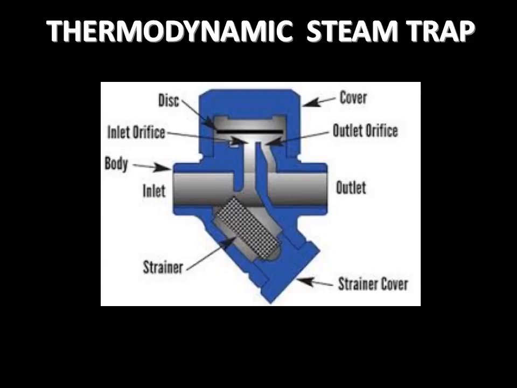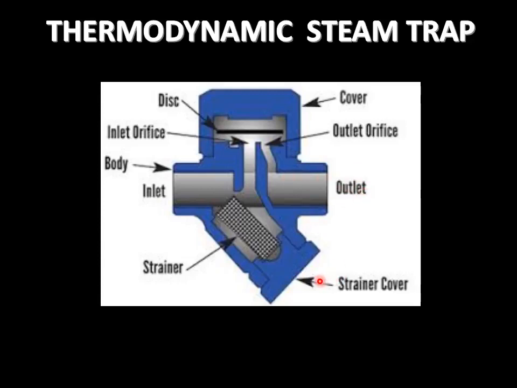Now a thermodynamic steam trap. Initially, this is the inlet, this is a strainer. Through this inlet orifice it moves to the disc, and this is the outlet orifice and this is the outlet port. So the steam condensate enters from this port, travels through this orifice and again exits through this port.